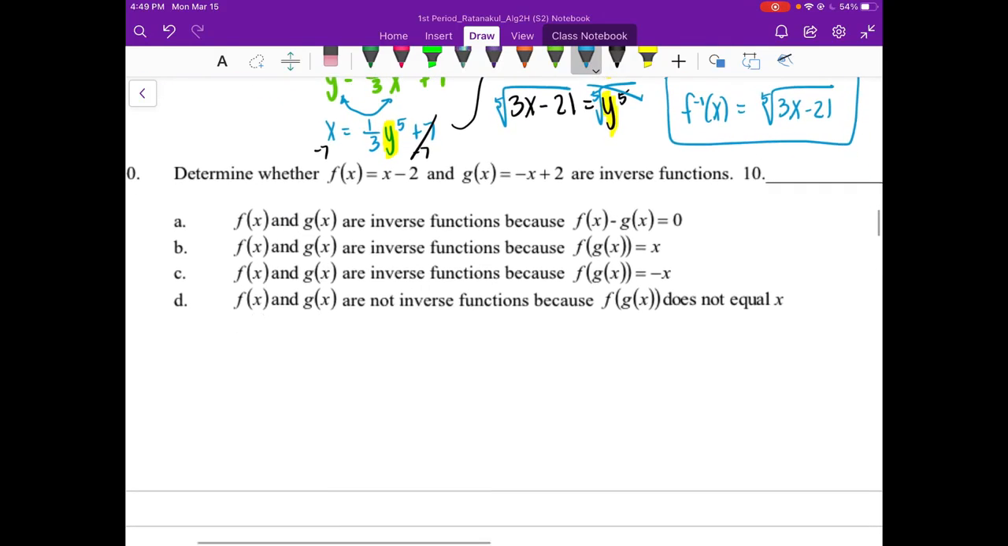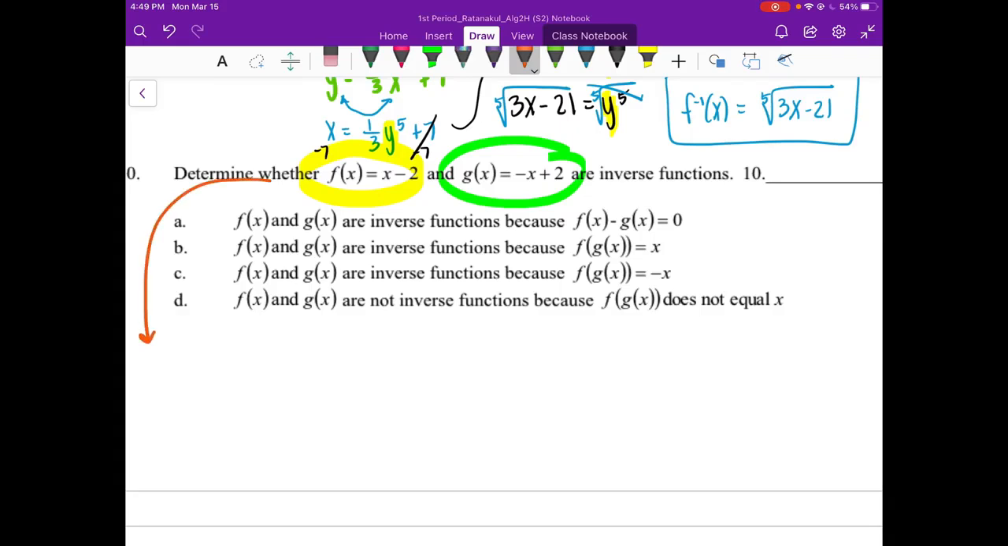Number 10 is also talking about inverse functions. Now we're given f of x and g of x, and we need to test whether they're inverses or not. So in order to figure that out, we're going to start with f of g. If I do that, I'm going to take g, which is negative x plus 2, and plug it into f. Once I simplify, I get negative x.